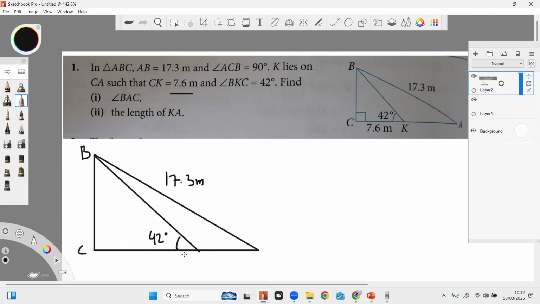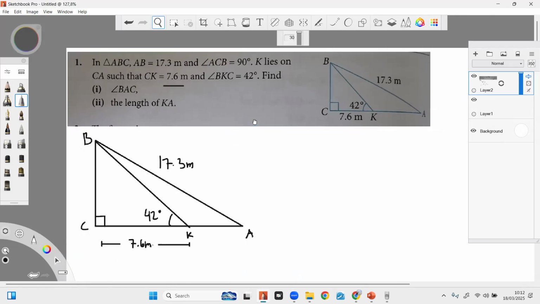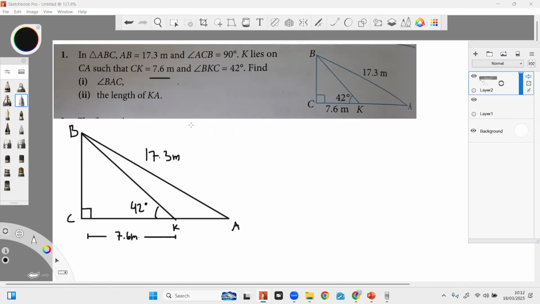CK is 7.6, so I put the 7.6 with a guiding line. Then you will not get confused about this. You can follow my tip and do the guiding line, to eliminate all the possible difficulties. ACB is 19 and AB is 17.3. So this is the dimension line.